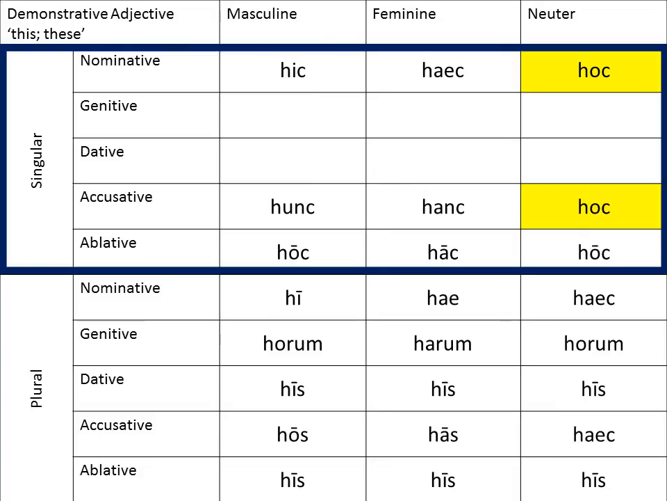How about the genitive? It's the same form all the way across, H-U-I-U-S, huius. So huius, huius, huius. The dative is going to follow a similar pattern. Masculine and feminine and neuter are going to be the same. It's huic, H-U-I-C. So to pronounce all these forms, we get hic, haec, hoc, huius, huius, huius, huic, huic, huic, hunc, hanc, hoc, hoc, hoc.